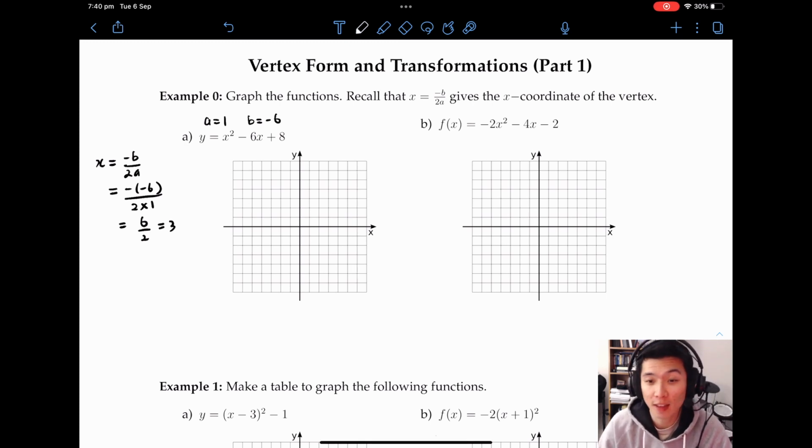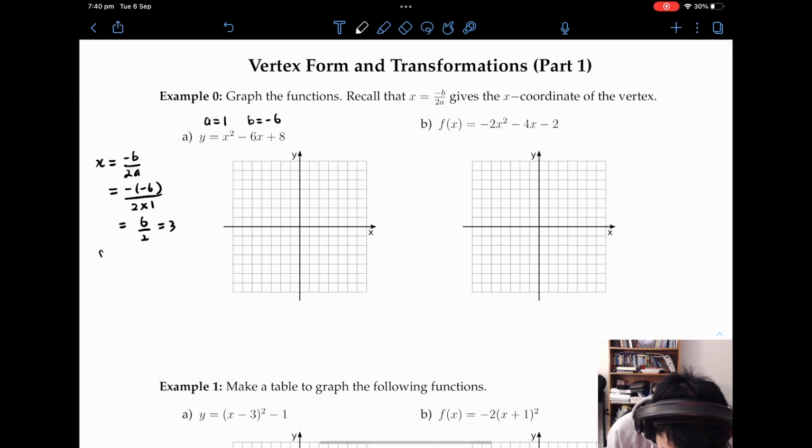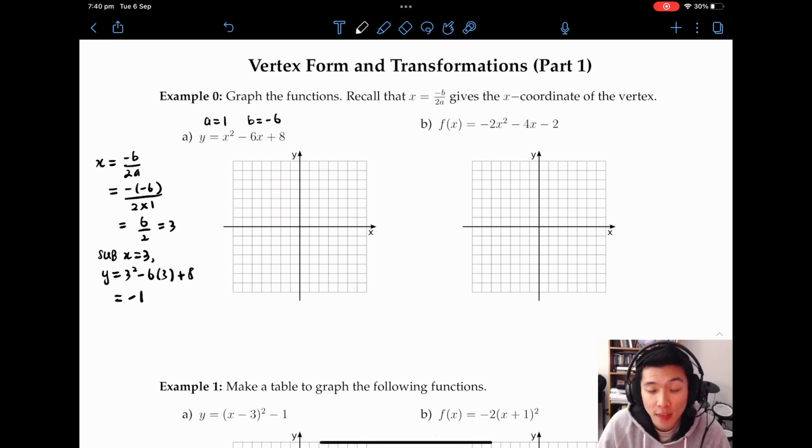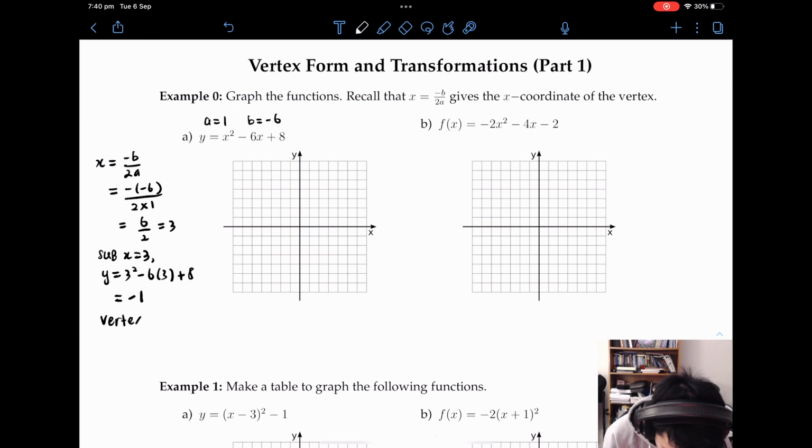That means that is the x value of our axis of symmetry, but also the x value of our vertex. When we sub this x value into our quadratic equation, we get y is equal to 3 squared minus 6 times 3 plus 8, and that will give us negative 1. Now, that is the y value of our vertex. So combining this information together, we now know that our vertex is at (3, negative 1).